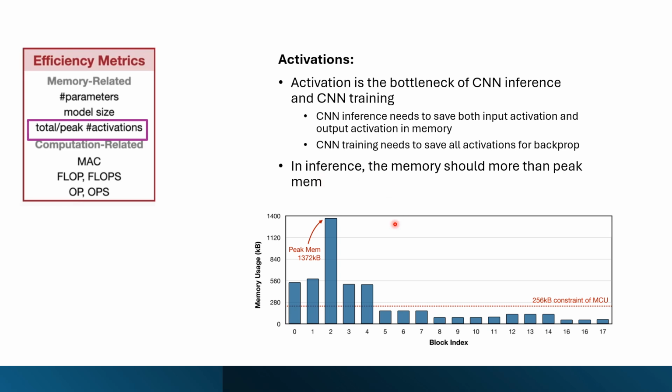So in the inferencing, the memory should be more than the peak memory requirement. As we show here in this plot, layer number 2 has the highest memory requirement, so the total memory should be more than that. That's the minimum threshold memory has to exceed in order to run the model properly.